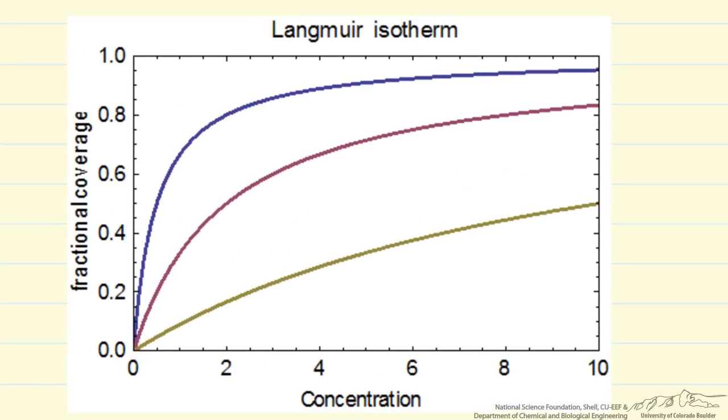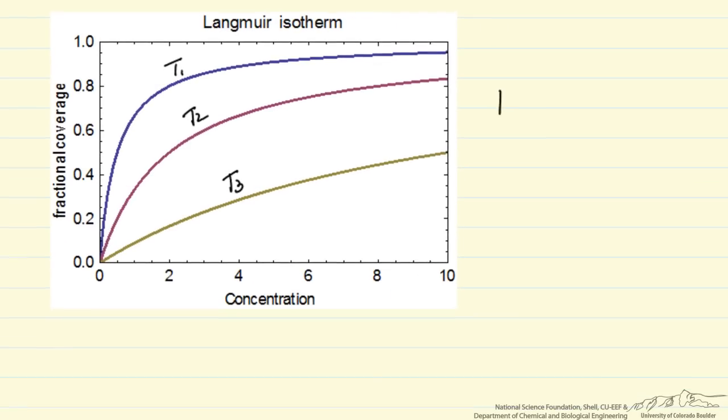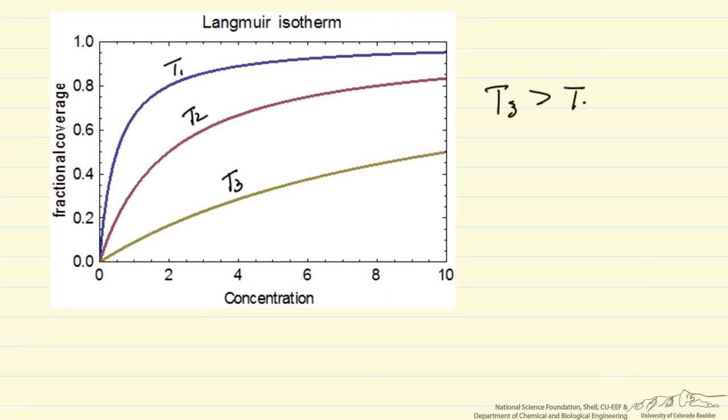So I'm showing here a better plot of Langmuir isotherms at 3 temperatures, T1, T2, T3, where T3 is higher than T2, which is higher than T1. And so as the temperature goes up, we have to go to much higher concentrations to get close to saturation.